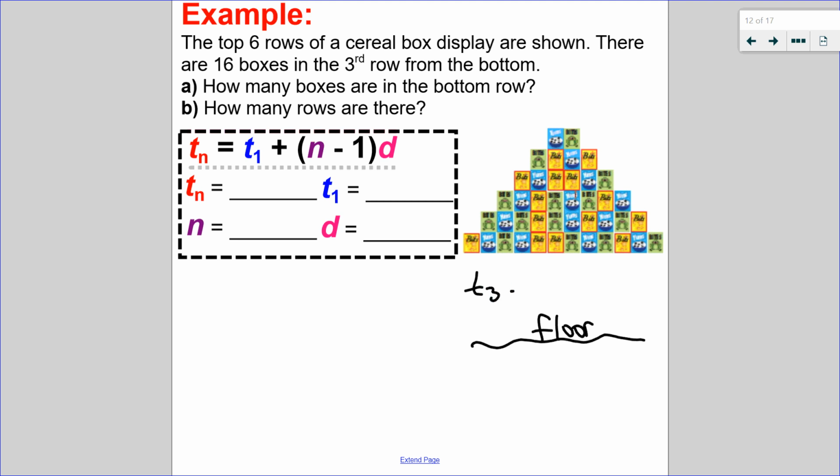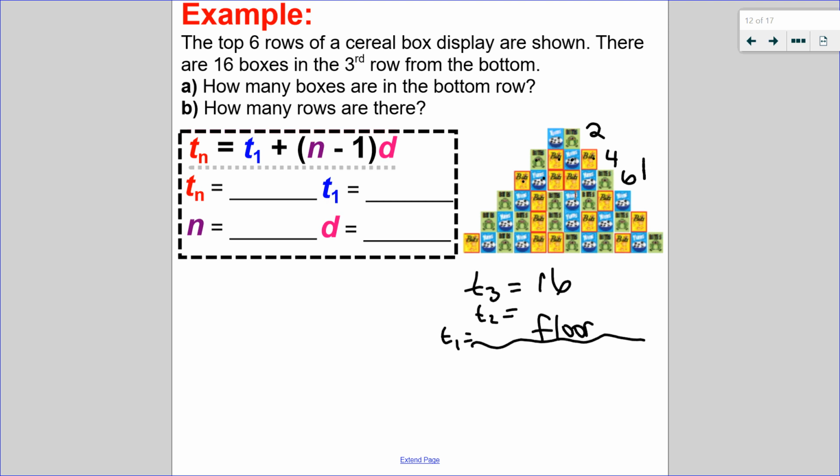So I know that the 3rd row has 16 boxes. I don't know how many are in the 2nd row or in the 1st row, which is the floor. So let's look at the display here. If I look at any row and compare it to the next row, that's going to give me a common difference. So for example, if I look at this row, 1, 2, 3, 4 boxes, and then 2 boxes. This row here has 1, 2, 3, 4, 5, 6 boxes.